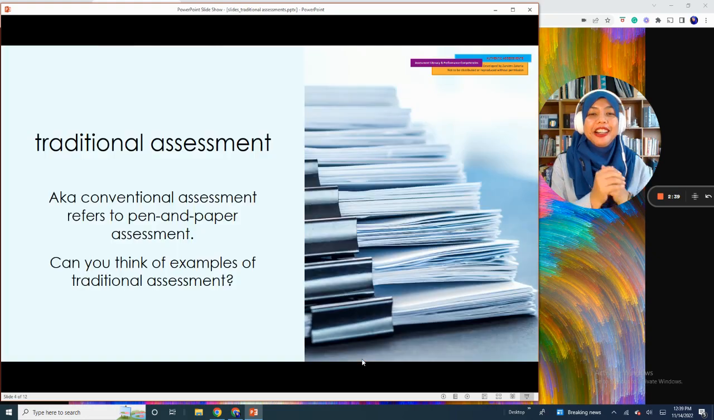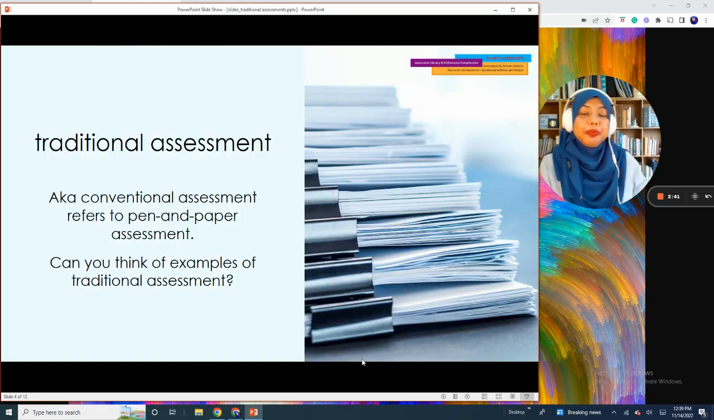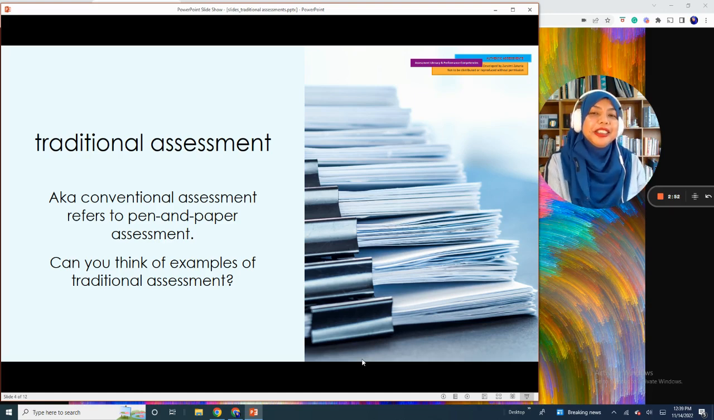Okay, teruskan. Traditional assessment. Why are they called traditional? Why are they not called prehistoric assessments or conventional assessments or maybe hip assessment, for example? So traditional assessments are the oldest form of assessment, and that is why they are called traditional, since human beings first felt the desire to measure learning, hence jadilah traditional assessments.